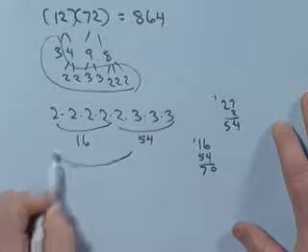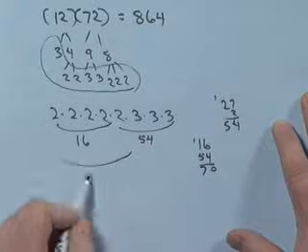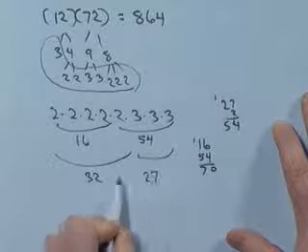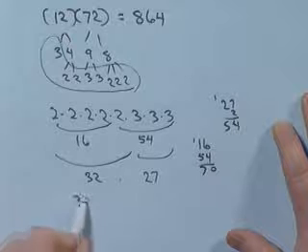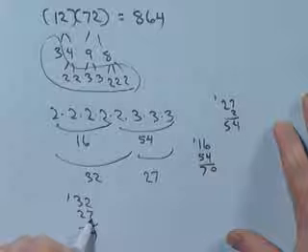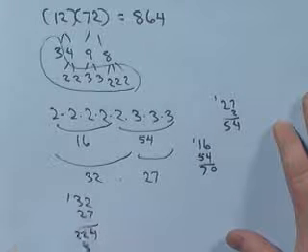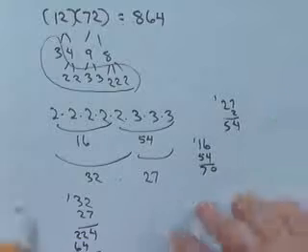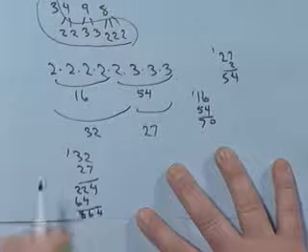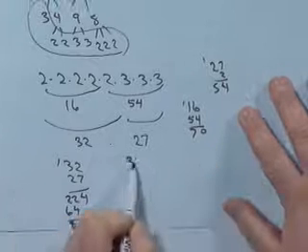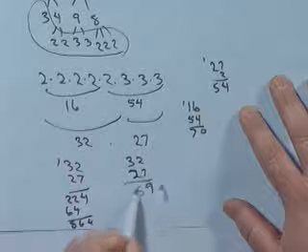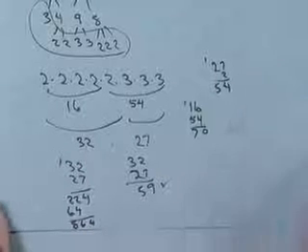I could try, what if I just grouped all the 2's together? Well, 2 to the 5th power is 32. And then 3 cubed is 27. So I better check that. 32 times 27 is 864. Make sure I haven't left anything out. So I've got my 864. I can add them up. 32, 27, there's a 9, 59. So this is it, 32 and 27.